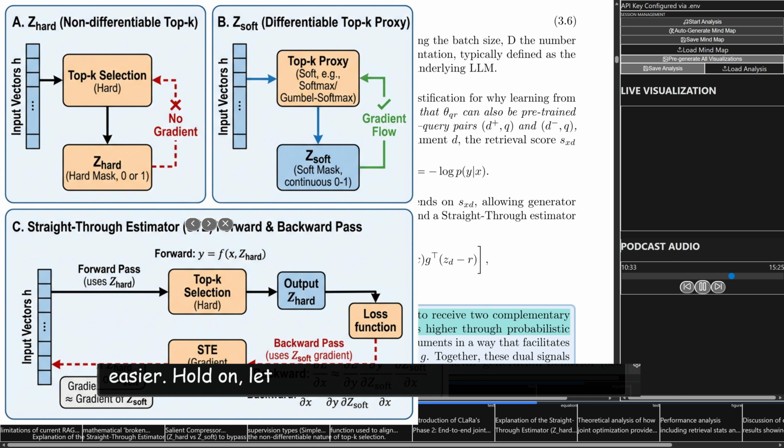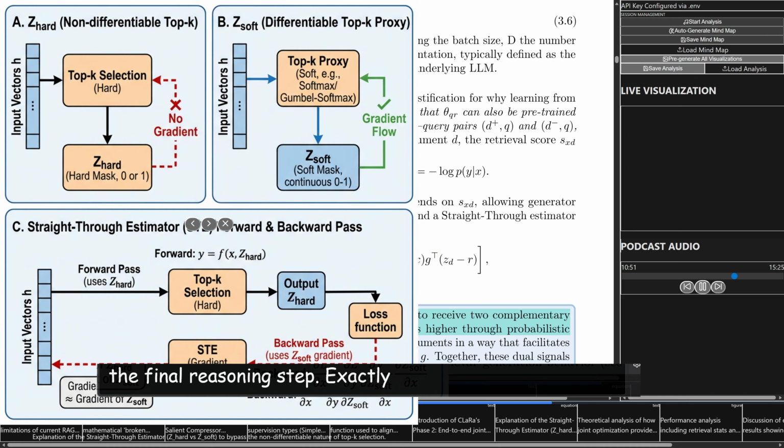Hold on, let me unpack that. You're saying the generator, the part that has to do all the hard work of reasoning and writing the answer, is literally telling the retrieval system how to structure its mathematical space to help it out. Yes. So retrieval isn't about some abstract concept of relevance anymore. It's about optimizing for the final reasoning step.